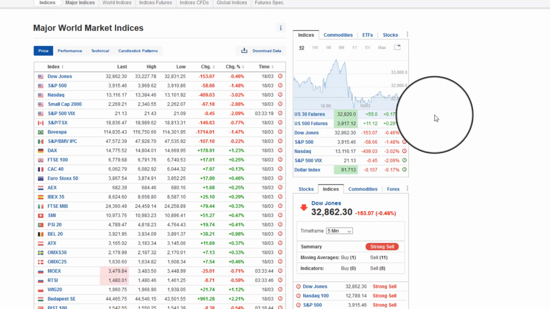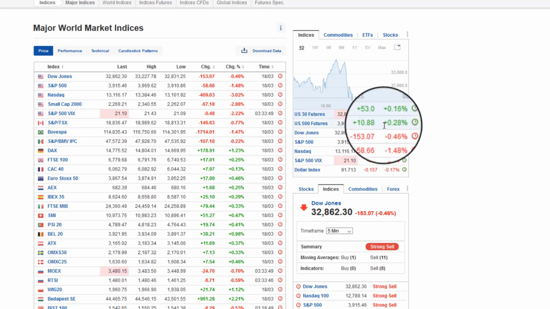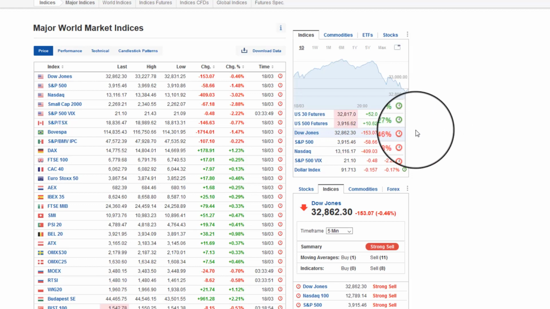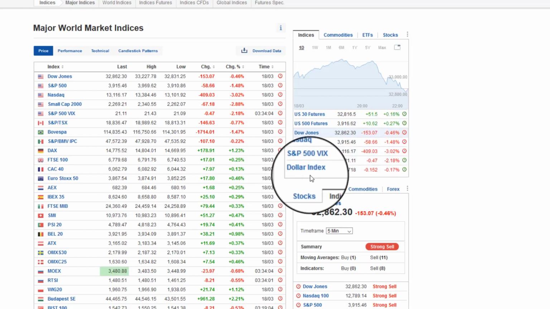The US 500 futures, that's the S&P 500. My one complaint about this is there aren't any NASDAQ or NASDAQ 100 futures. They're very heavily traded too, but they're not represented on this chart. If I want to look at those, I have to go to a different place. What I follow a lot is the dollar index.